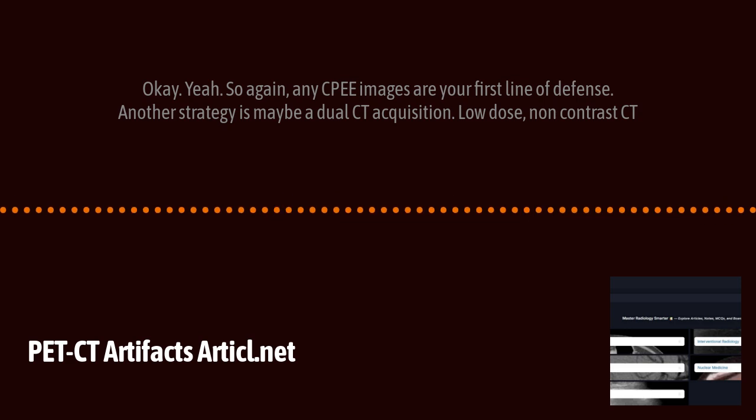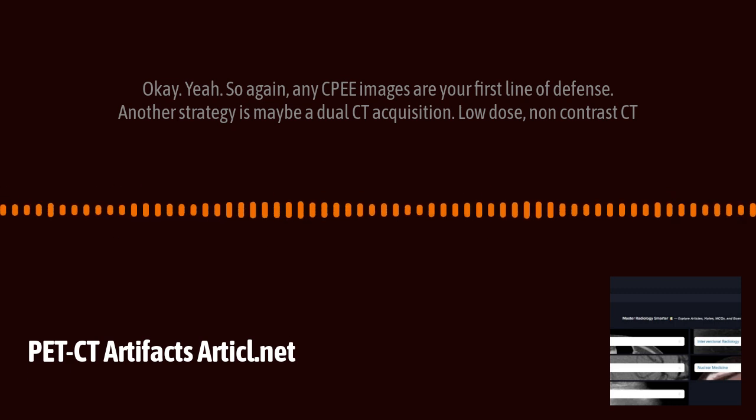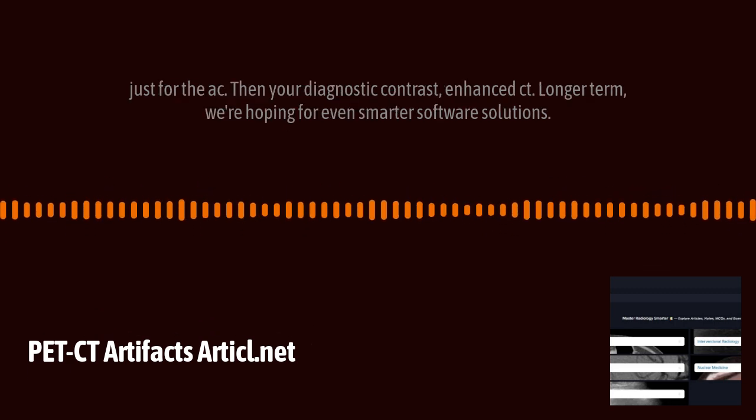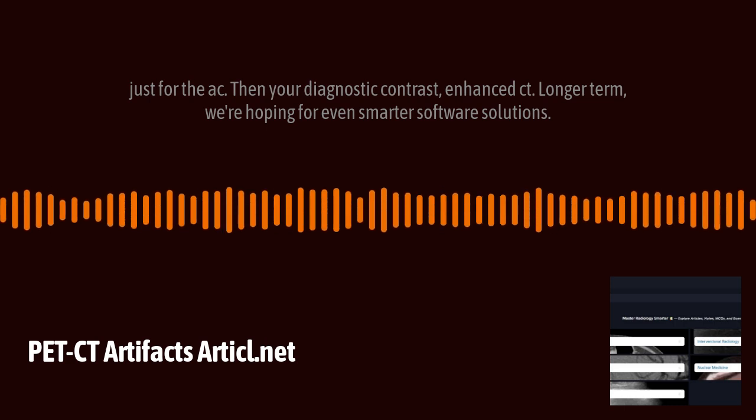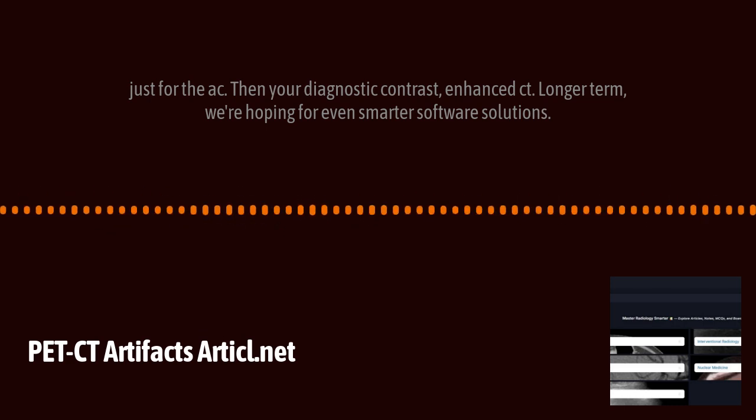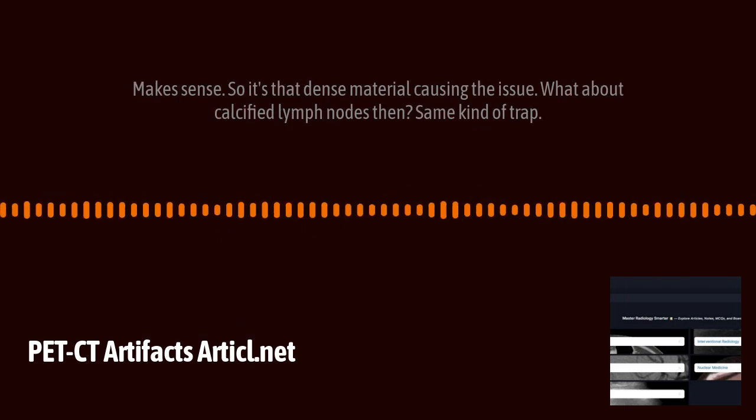20%, okay. Yeah, so again, NAC PET images are your first line of defense. Another strategy is maybe a dual CT acquisition, low-dose non-contrast CT just for the AC, then your diagnostic contrast-enhanced CT. Sure. Longer term, we're hoping for even smarter software solutions. Makes sense. So it's that dense material causing the issue. What about calcified lymph nodes then?